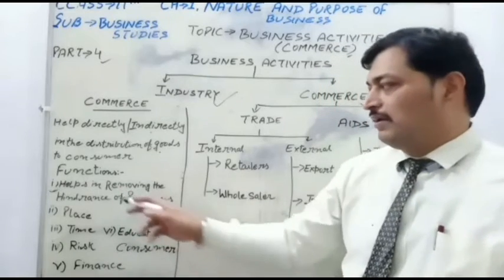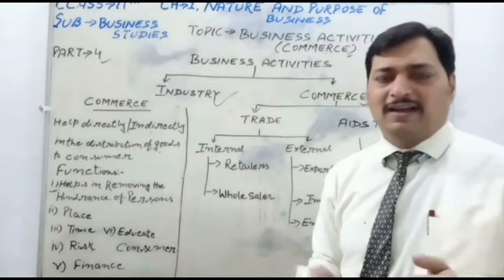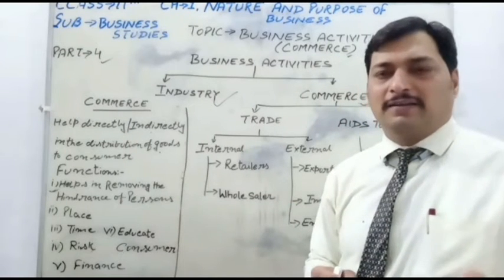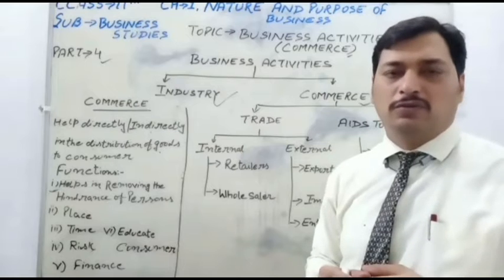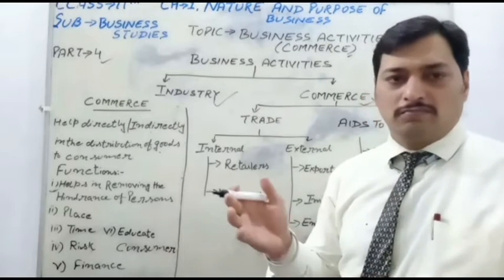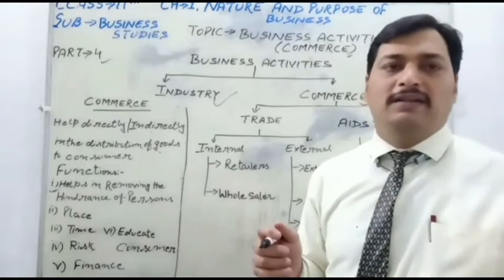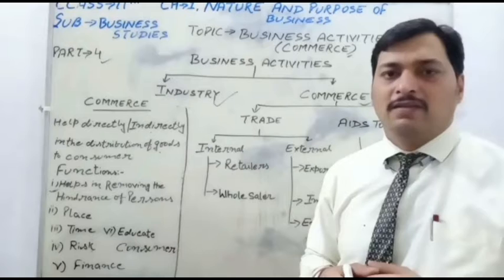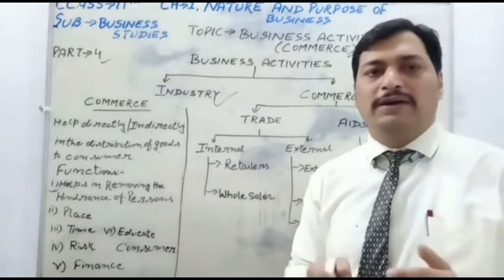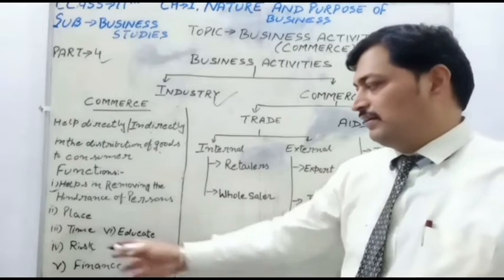Next point is that commerce helps in removing the hindrance of risk. There are a lot of risks after the manufacture of the goods, because the manufacturer has to pay for the safety of its own goods. For example, there are risks of drought, fire, theft by the employee, and theft by outsiders. At that time commerce provides facilities to the manufacturer to avoid these risks.